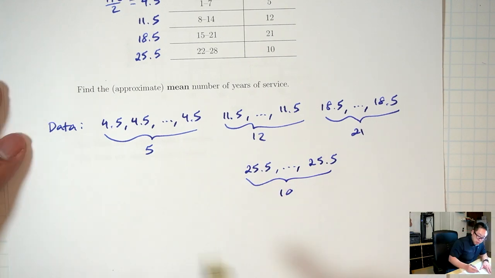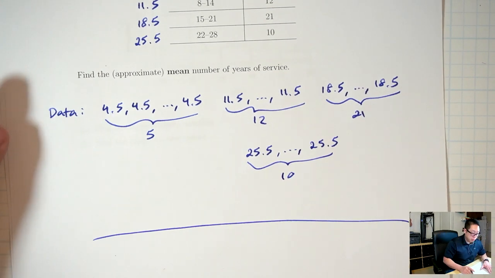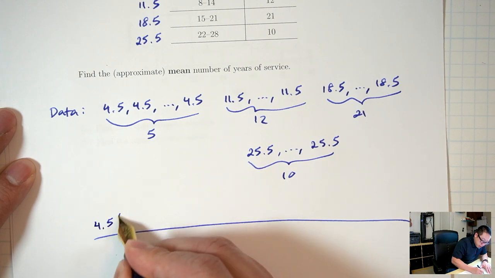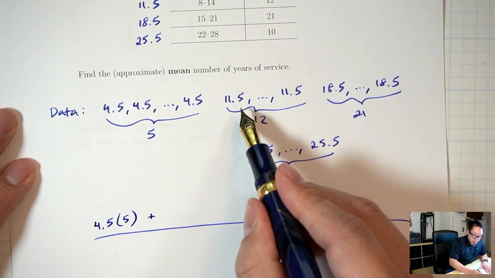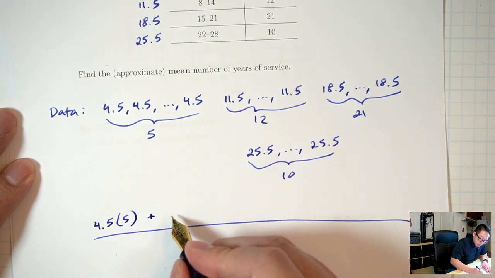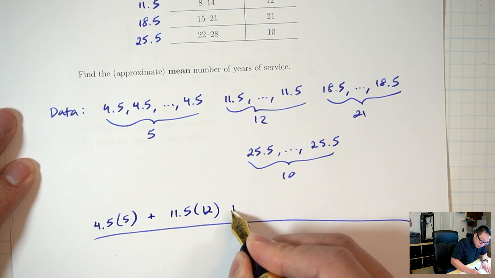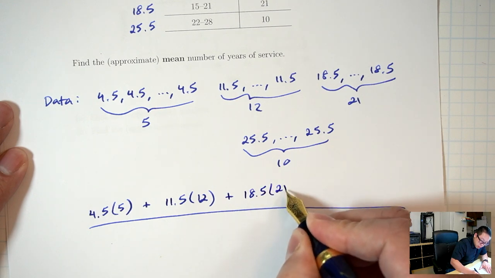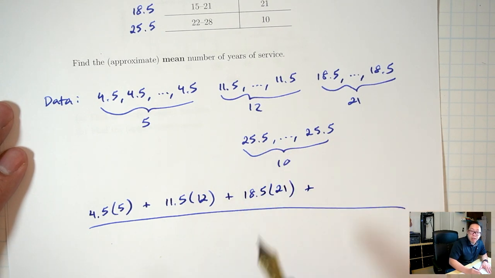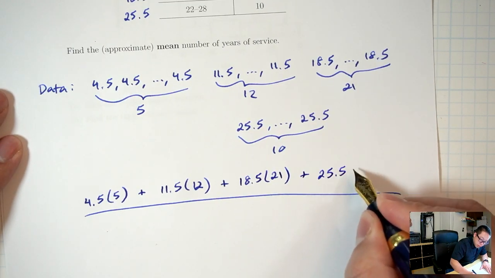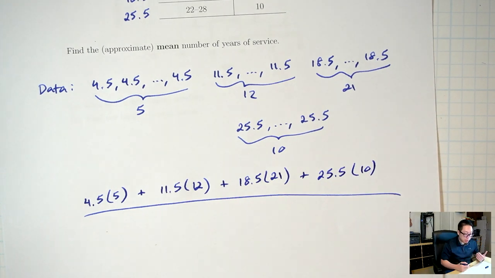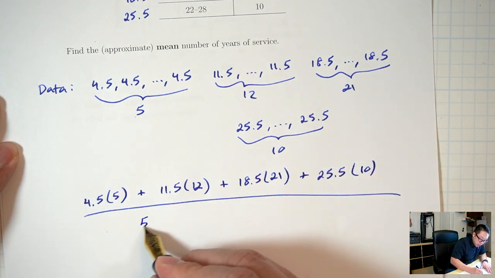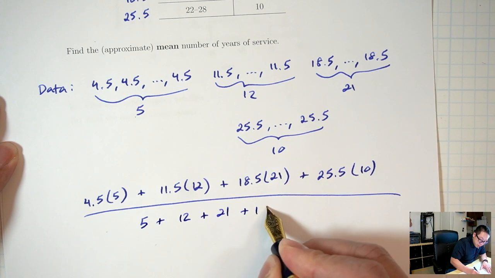So to find the mean, we're going to add these up. You can go 4.5 plus 4.5 plus 4.5 5 times, or that's the same thing as saying 4.5 times 5. 11.5, 12 times, it's going to be 11.5 times 12. 18.5, 21 times, that's going to be 18.5 times 21, and then 25.5, 10 times. That's 25.5 times 10. And then divide by however many data values you have. So you have 5 of these, 12 of these, 21 of these, 10 of these. So in total, you have 5 plus 12 plus 21 plus 10 data values.